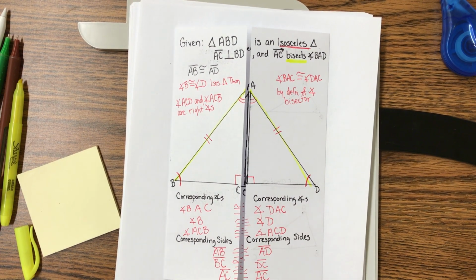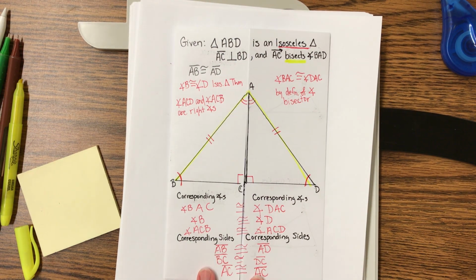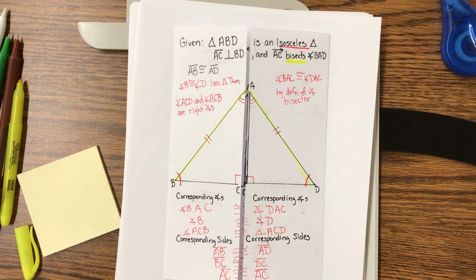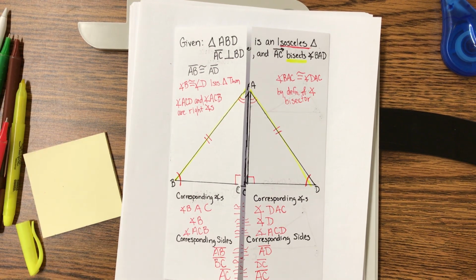Okay, so again, another example of CPCTC, corresponding parts of congruent triangles are congruent, and we were able to do this using some of the facts that we know about isosceles triangles, perpendicular, and bisect. So now the next video you're going to watch is going to go over some more vocabulary, putting some titles and some definitions to some of these statements.